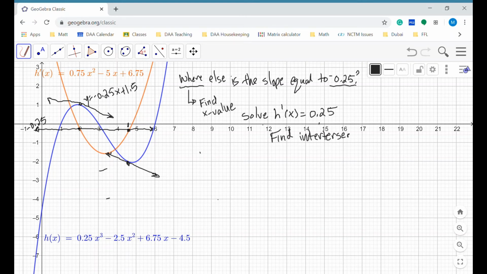Okay, so find the intersection of h prime of x and the line y equals negative 0.25. So I'm going to graph on my TI Nspire. I'm going to show you how to graph the derivative, and then we'll do a process we've done before where we just need to find the intersection. Okay, so I'll do that right now.